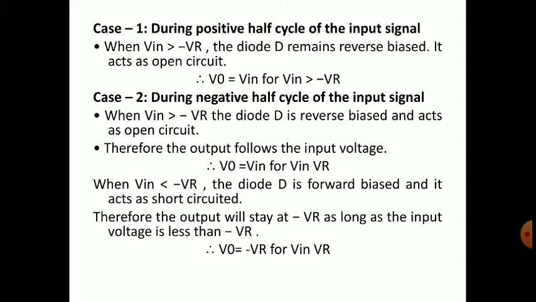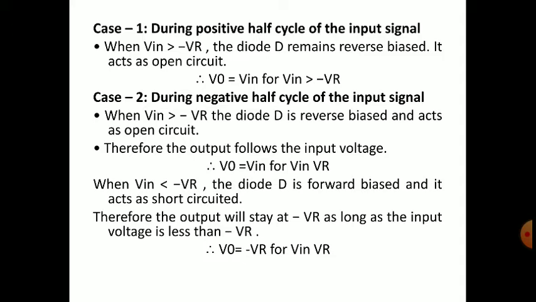So this is the theory part of the subject. During the positive half cycle of the input signal, when V input is greater than minus VR, the diode remains reverse biased and acts as an open circuit. During the negative half cycle, when V input is greater than minus VR, the diode is reverse biased and acts as an open circuit. Therefore, the output follows the input voltage.